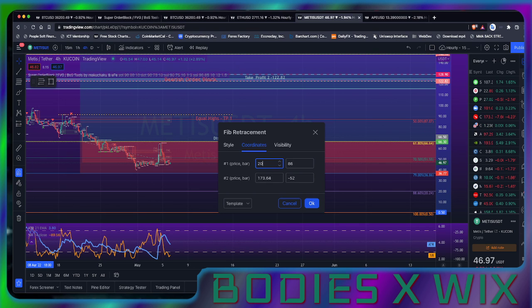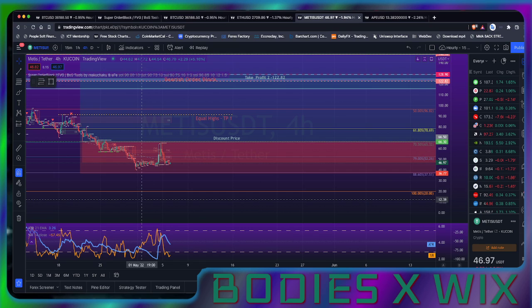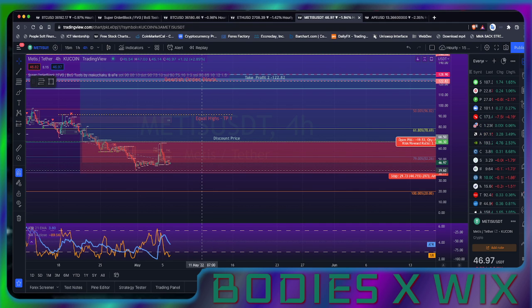And again, if we were to put it at the 20, the discount would be here. And it would have gotten below the 80, almost to the 88.6. So again, 0, 20, 50, 80 institutional levels. Remember those.